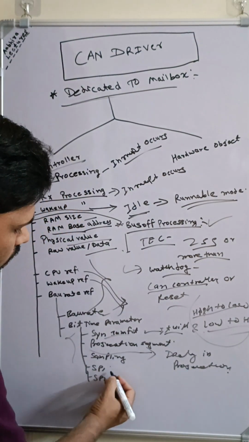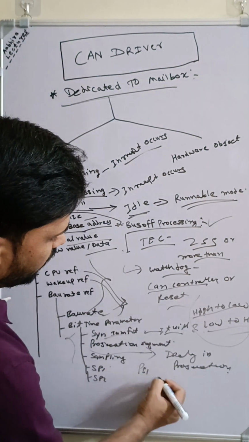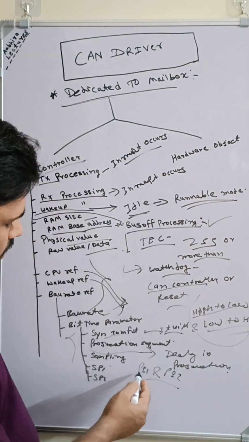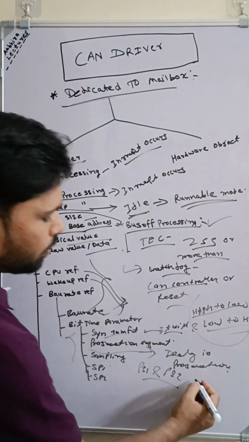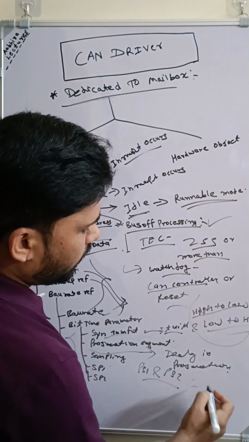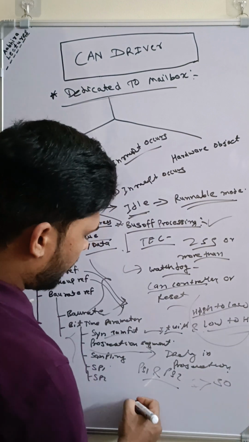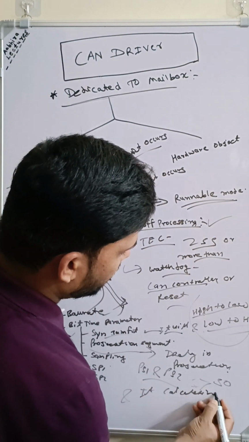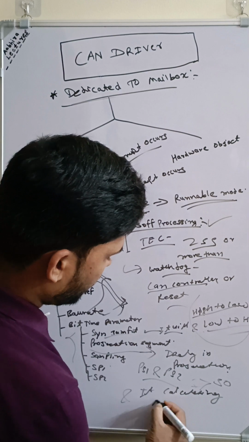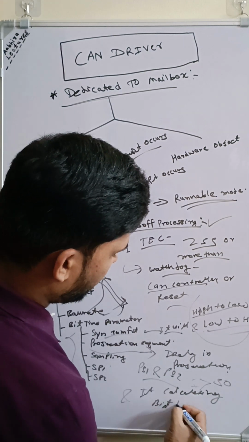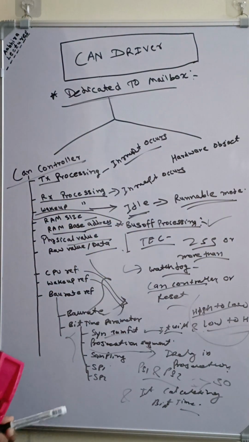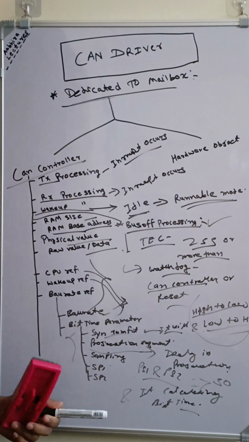Sampling: there is PS1 and PS2. Basically, it points to sampling 1 and sampling 2, and it should be greater than 50. It is also calculating the bit timing parameters. So that is what sampling is.